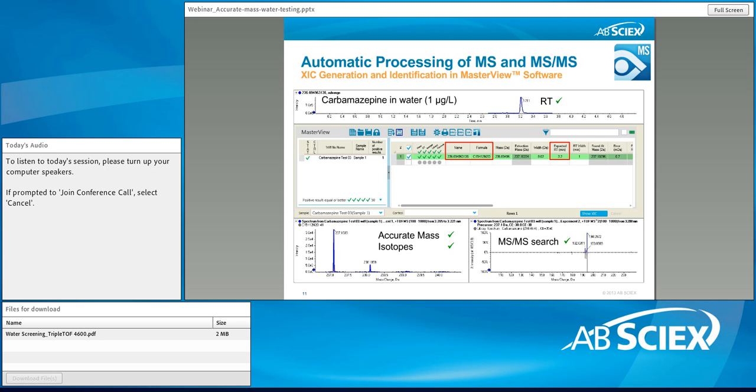And anytime a peak is present in your sample, the software will automatically evaluate the accurate mass MS information. It will look for the mass accuracy of the molecular ion and also for isotopic ratios. At the same time, it will automatically take the MS-MS spectrum, also saved into the data file, and search that against our mass spectra library. And all these four criteria together result in very high confidence of identifying targeted compounds in water samples.